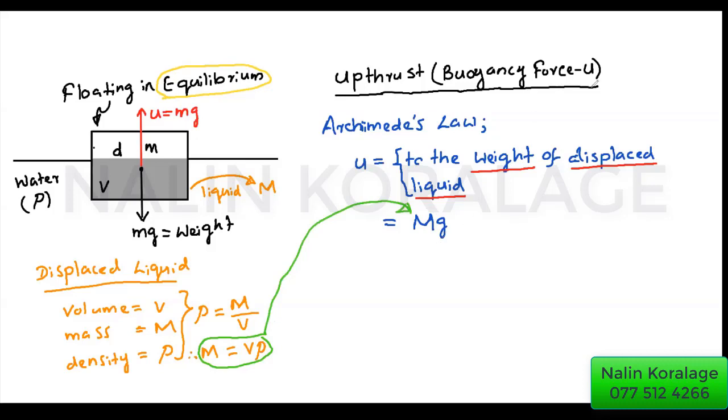Fine. So, being back on track, instead of capital M, I can write V rho, and g is there outside. That's V rho g. So that very important relationship: upthrust U is given by the expression V rho g, when the object is getting immersed. That's the point.